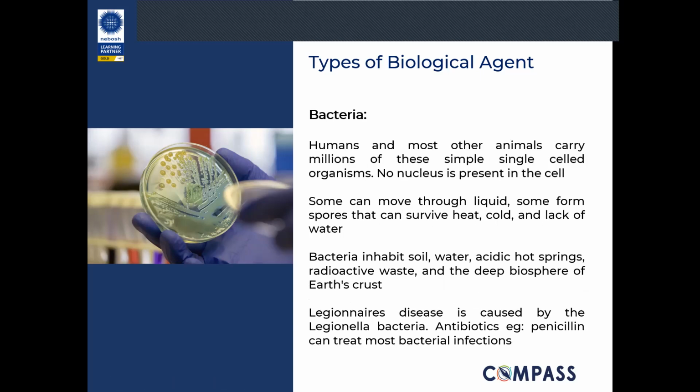Bacteria as a biological agent. Humans and most other animals carry millions of these simple single-celled organisms. It's around the body. No nucleus is present in the cell. Some can move through liquid, some form spores that can survive heat, cold, and lack of water. So it's not ideal for them, but they can still grow in the right environments. Bacteria inhabit soil, water, acidic hot springs, radioactive wastes, and the deep biosphere of Earth's crust.